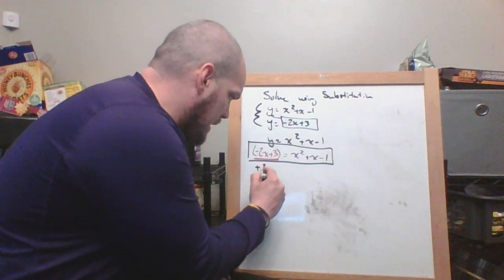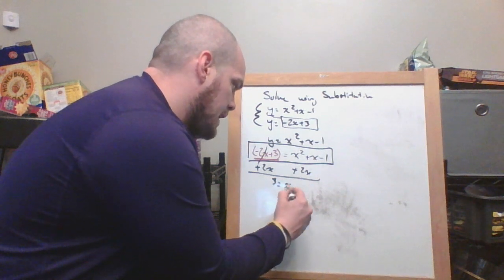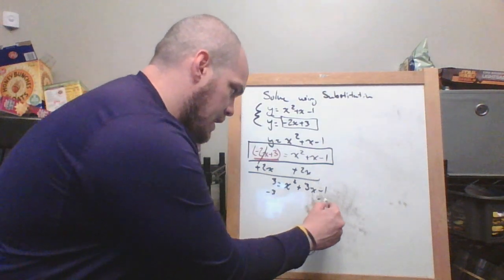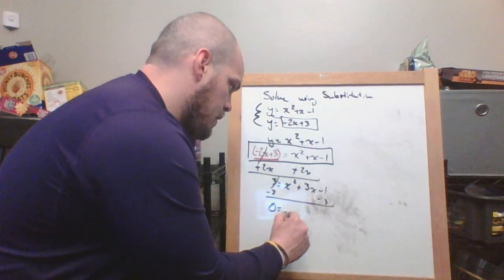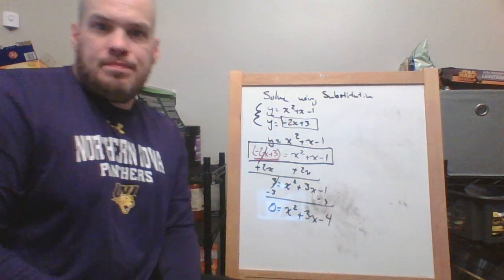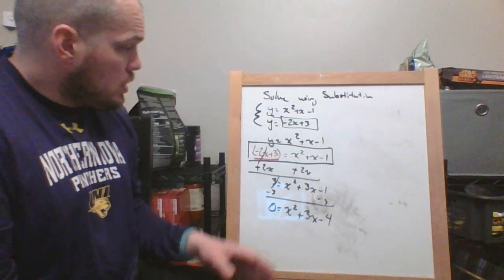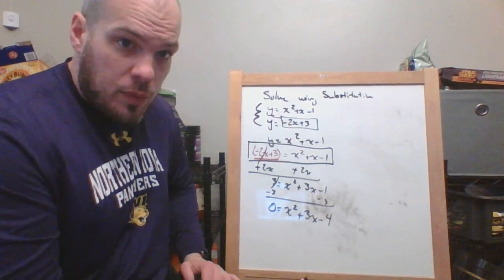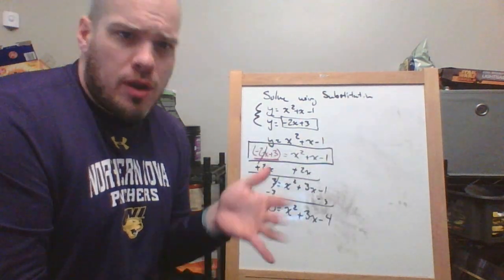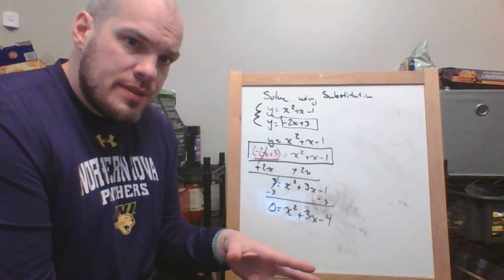So I'm going to add 2x. I get 3 equals x squared plus 3x minus 1. I'm going to subtract 3. We get 0 equals x squared plus 3x minus 4. Whenever we solve a quadratic, we first want to set it equal to 0, see if we can factor, see if square roots is our best option, or completing the square. In this case, hopefully we see that I can factor this, right?